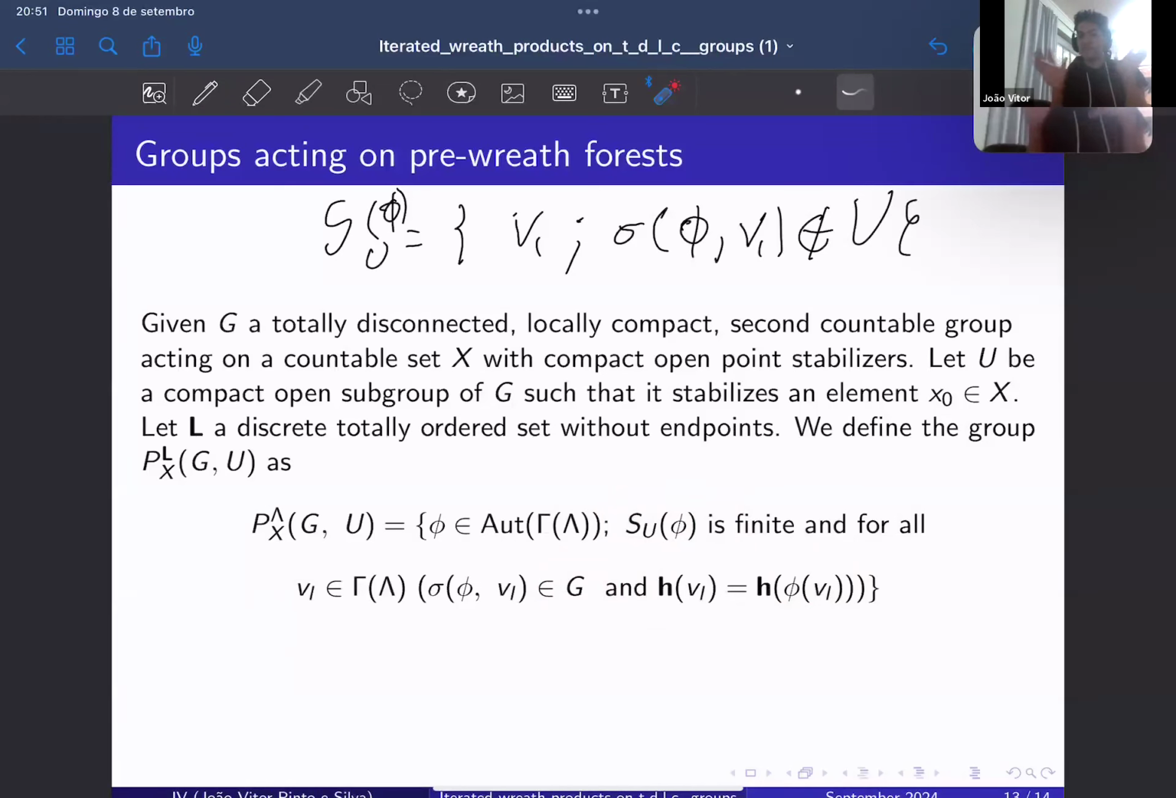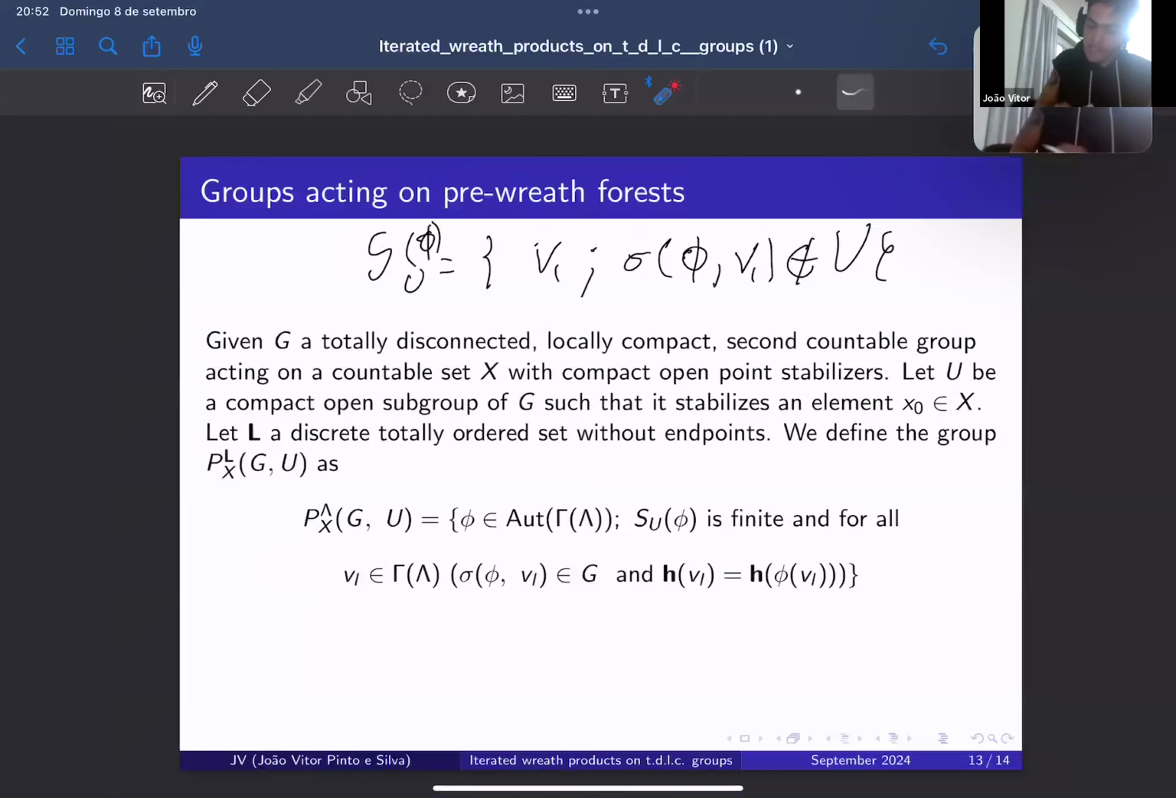So here I will have a group that can easily be shown to be t.d.l.c., and the idea is that from this group onwards, I want to start adding elements to make it have the nice properties that I want. But at least this group, by what I understand, should just be an iterated wreath product of L groups one after the other. And I think that's what I have.